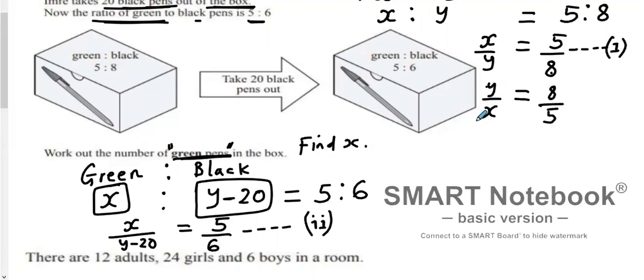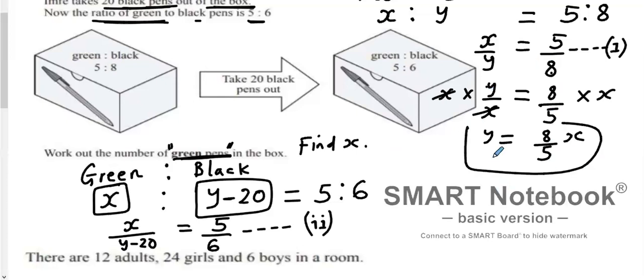And from here, I'm going to multiply by x on both sides. So multiply by x, so that this x and this x can go and vanish. And here you remain with y equals to 8 over 5 times the x is 8 over 5x. Can you see that? So in place of y, in this equation, I'm gonna write 8 over 5x, okay?